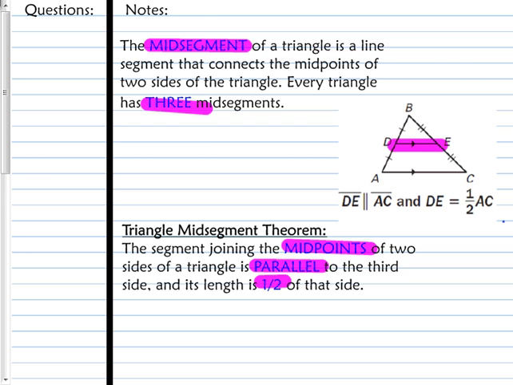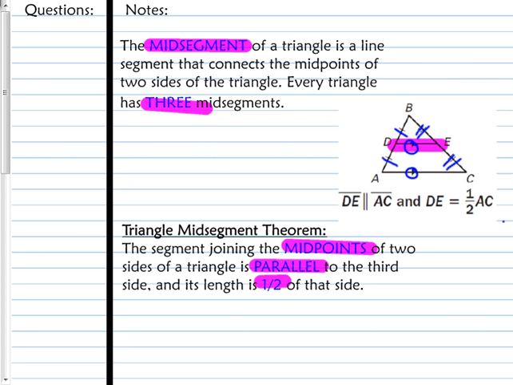So looking at this example of triangle ABC, DE is the midsegment, and I know that D is the midpoint because DB is congruent to DA. I also know that E is the midpoint because BE is congruent to CE. So DE is parallel to AC, and I also know that because they've marked the parallel lines.